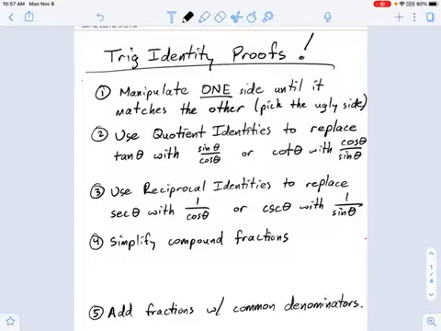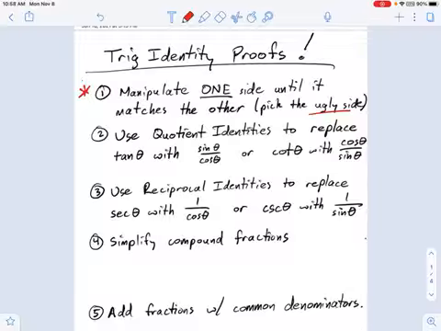The only exception to that statement is number 1 right here. Okay, this one, that is a hard rule. When you're playing with a trig proof, you can mess with both sides if you want, but that's not a solution. To actually solve a trig proof, you change one side and one side only until it matches the other side. And I would say pick the ugly side.